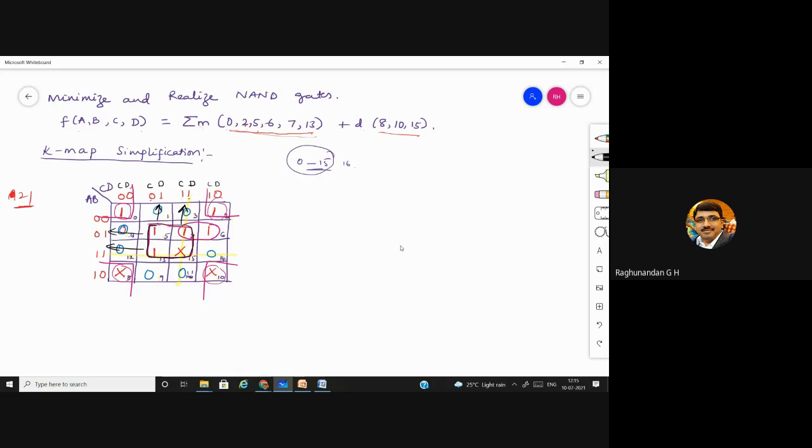Among this, when you compare these two, which position is common in these two? D is common. D is common, right? And D is 1. So write D. Next, see the horizontal. This is A, B position. See the first line indicates A position, second line indicates B position. Among these two, which is common?